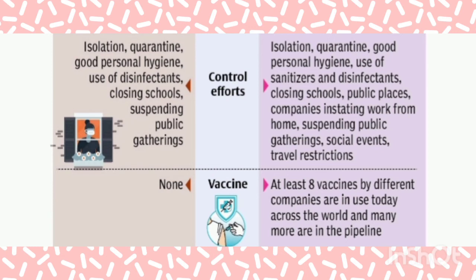For Spanish flu, the government took control efforts by isolation, quarantine, good personal hygiene, use of disinfectants, closing schools, and suspending public gatherings. For COVID-19, there were a lot of control efforts made by the government, including isolation, quarantine, good personal hygiene, use of sanitizers and disinfectants, closing schools, public places, and companies, instituting work from home, suspending public gatherings and social events, and travel restrictions. There is no vaccine for Spanish flu, but there are several vaccines for COVID-19.